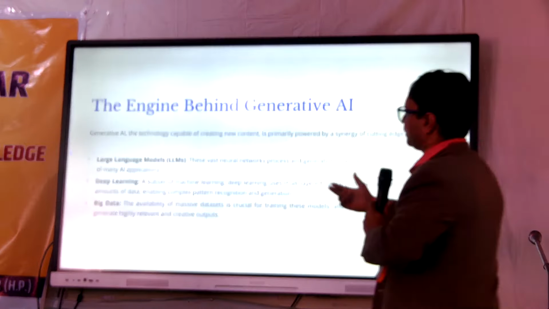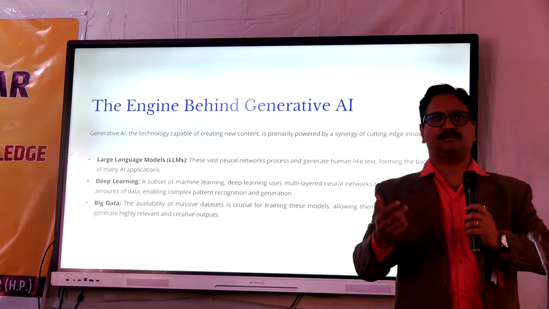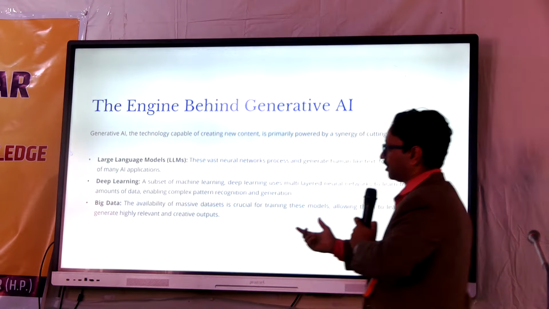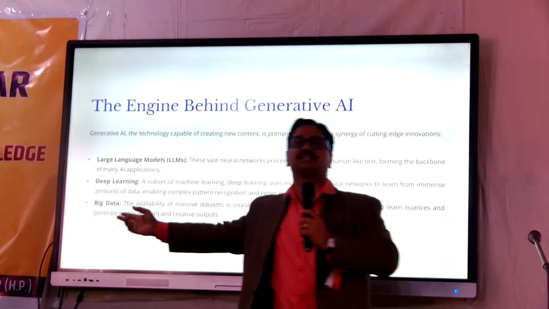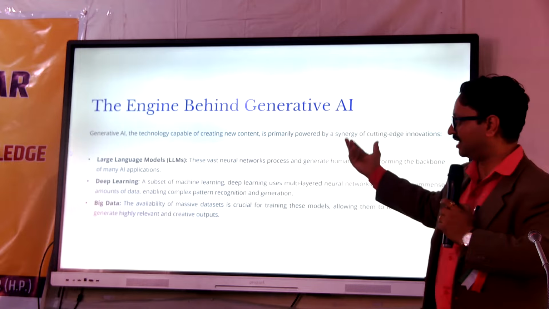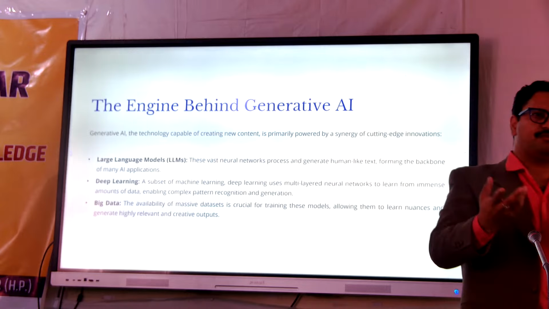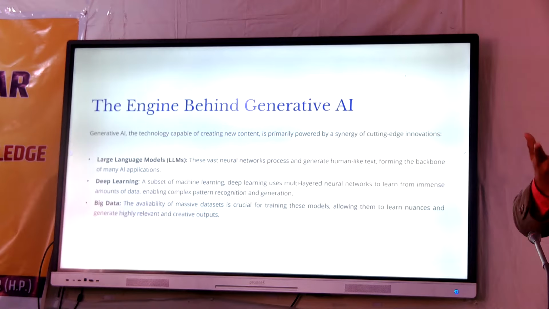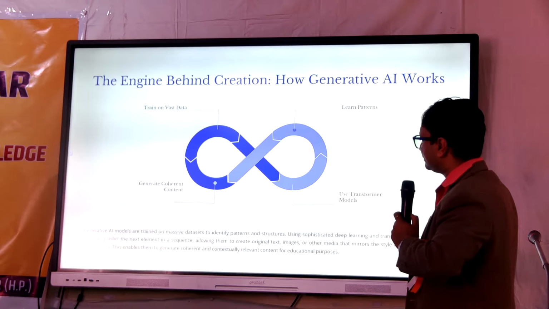Deep learning, definitely, we need a better way to synthesize the data. You will need deep learning. And more important, big data. These three are individual courses in computer science right now: large language models, deep learning and big data. Data, as I told you, may be in text form, audio form, or visual form. Based on that, these are the engines that we have talked about.